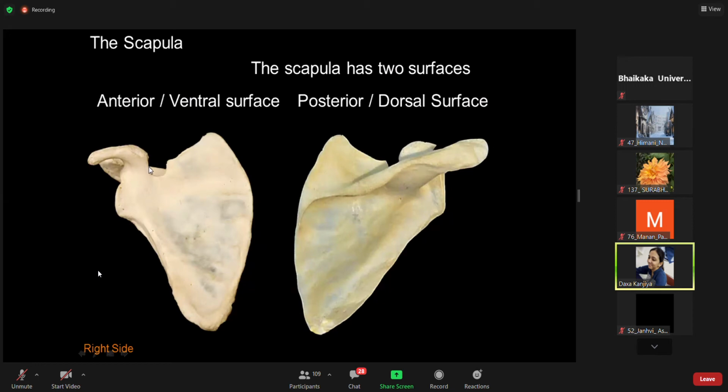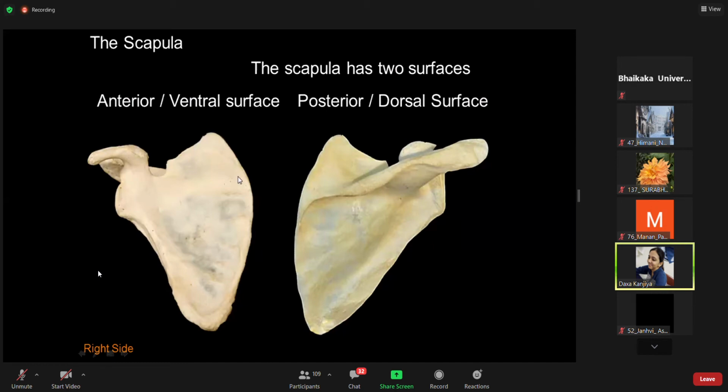Right? Now the three borders. See, this is the upper border or superior border. And what is the name of this notch? Suprascapular notch, right? One ligament, the suprascapular ligament, converts this notch into a foramen, the suprascapular foramen. So this is the superior border.